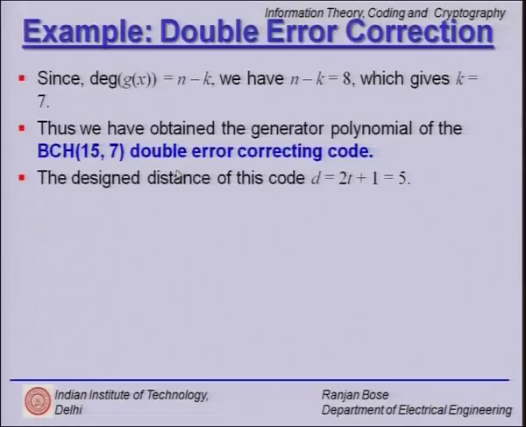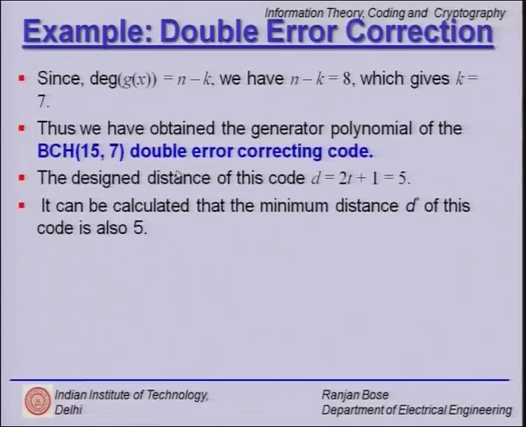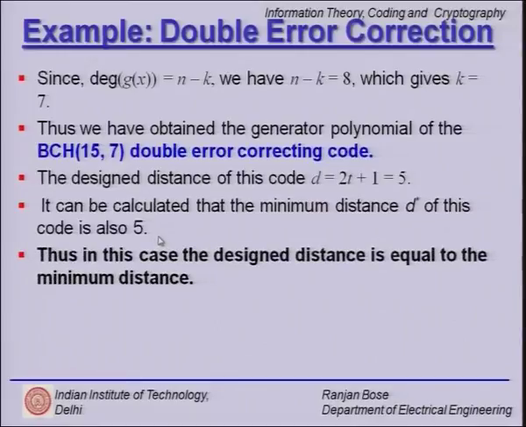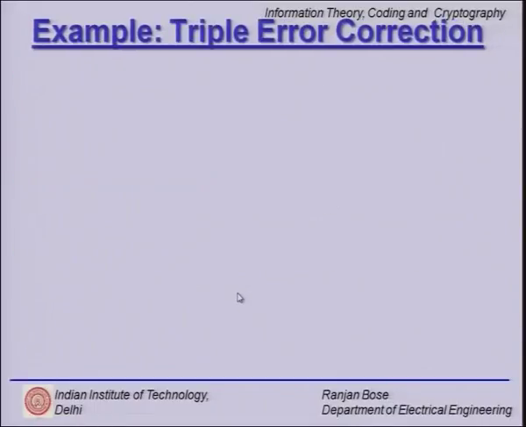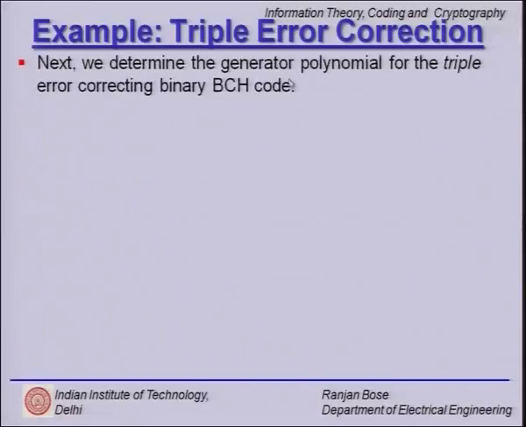Okay. So, the design distance is 5, and you can also do the hard work and look at either the parity check polynomial or the generator polynomial, either which way, and find out what the minimum distance is. It is also equal to 5. Again, in this case, the design distance equals the minimum distance. Since this is a pretty mechanical process, we will go ahead and continue to the triple error correcting code.